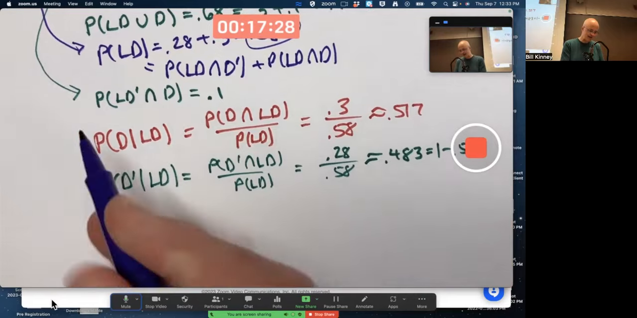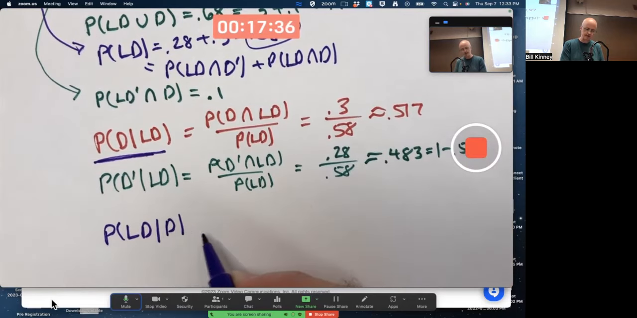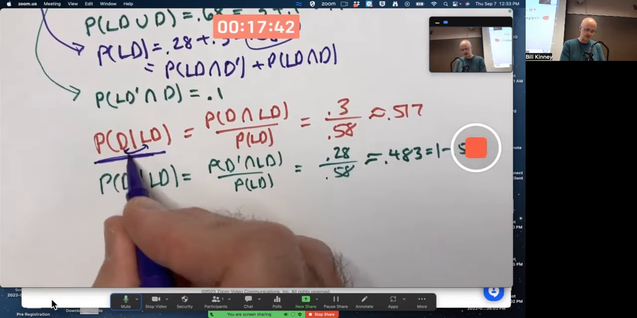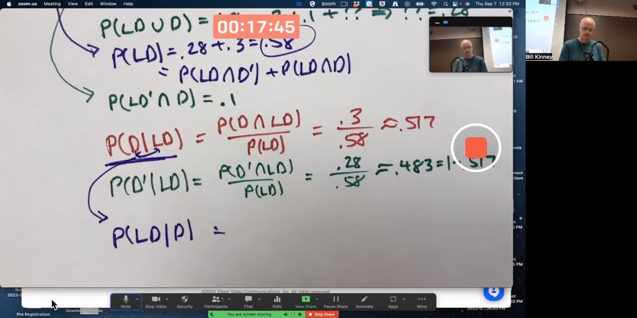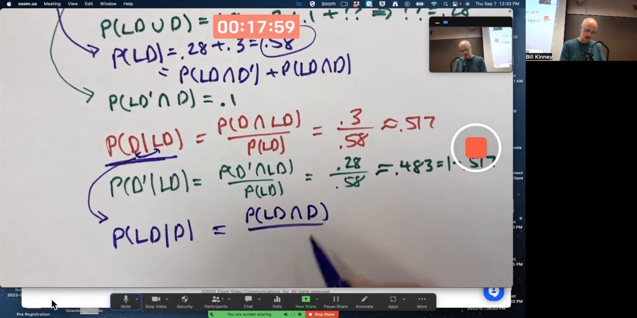We should not expect this probability to be the same as this probability. This probability here could be something completely different. I switched around the roles of the D and the LD to go down here. Now I'm saying, oh, there's a person who died. I wonder what are the chances that they were exposed to that level of radiation. The numerator is still the same. I'll write the D and the LD in the opposite order, but that doesn't matter for an intersection. It's the denominator that's different. We're looking at the people who died instead of the people who were exposed to the high level of radiation.